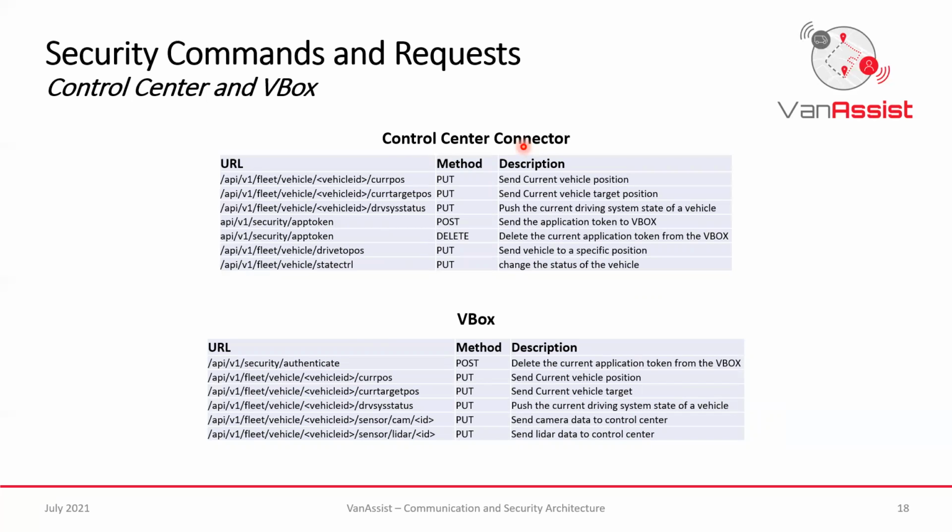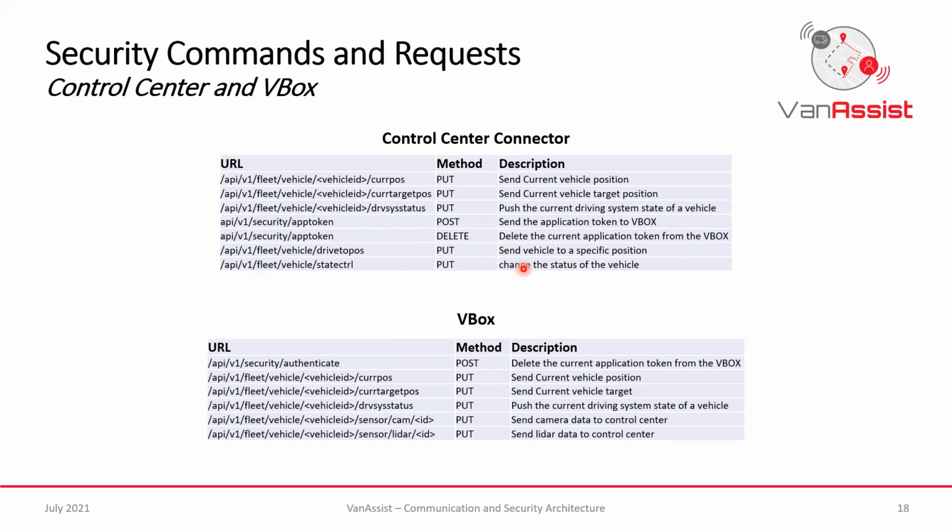Continuation, in the control center connector side, we have put current position to forward the current vehicle position to send it to the SBox. We have current target position and driving system status. Both of them are sending the vehicle target position and vehicle status to the SBox. We have app token post to send the app token to the VBox. We have app token delete to delete the current app token from the VBox. Then there is drive to position to send vehicle to a specific position. And then state control to change the status of the vehicle.